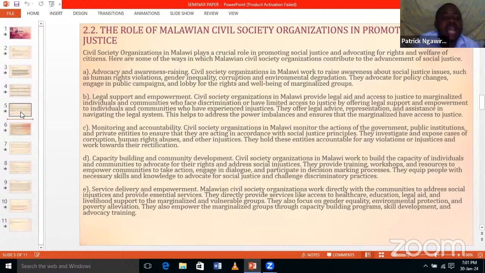The first one is advocacy and awareness raising. Civil society organizations in Malawi need to work to raise awareness about social justice issues such as human rights violations, gender inequality, corruption, and environmental degradation. They can also advocate for policy changes, engage in public campaigns, and lobby for the rights and well-being of marginalized groups.